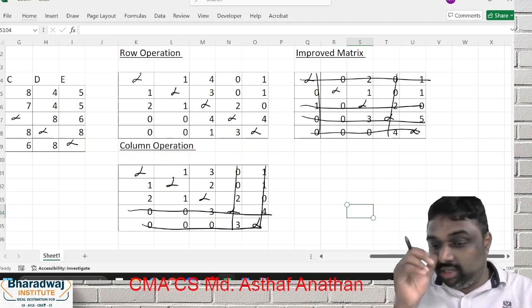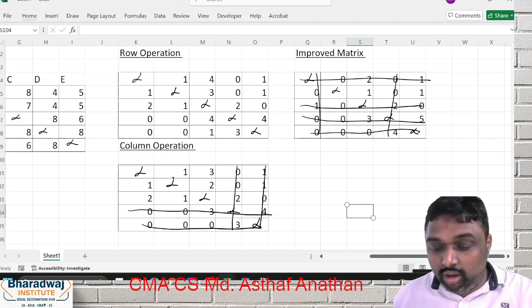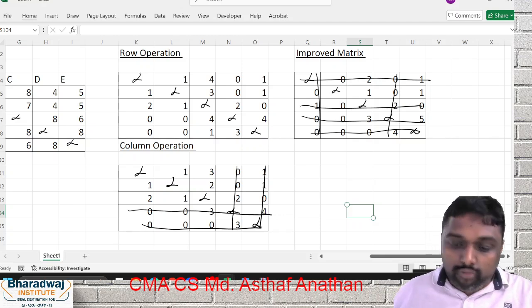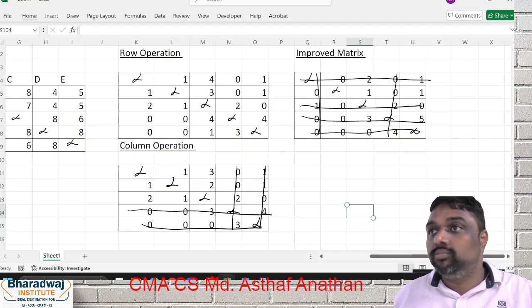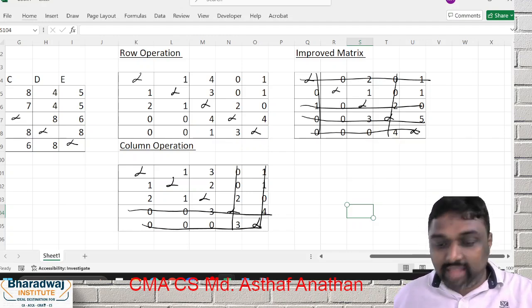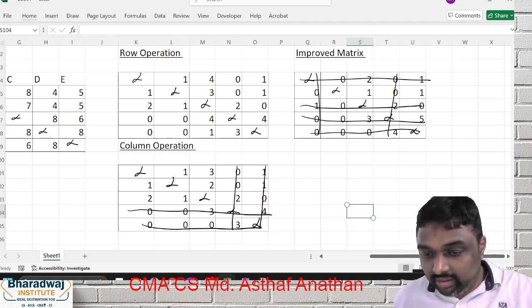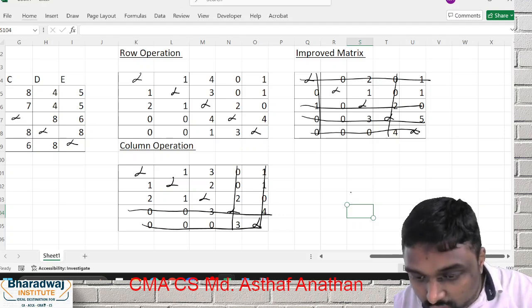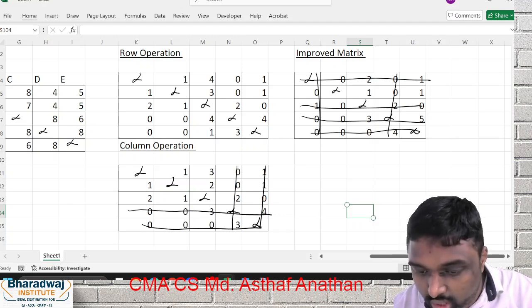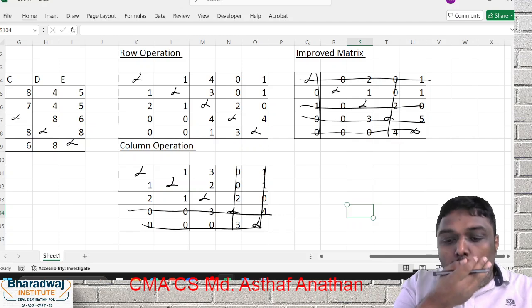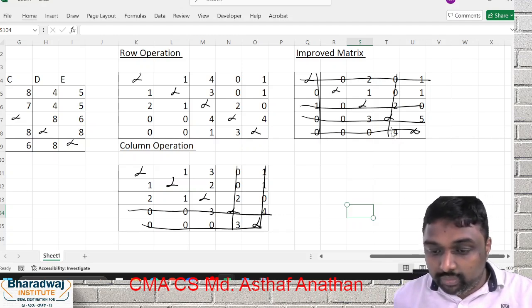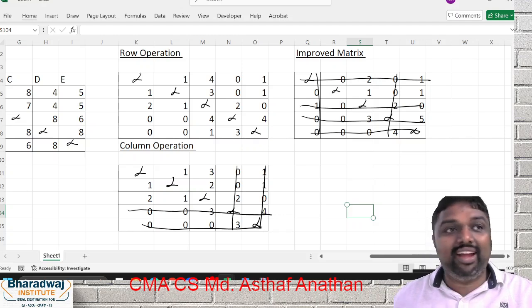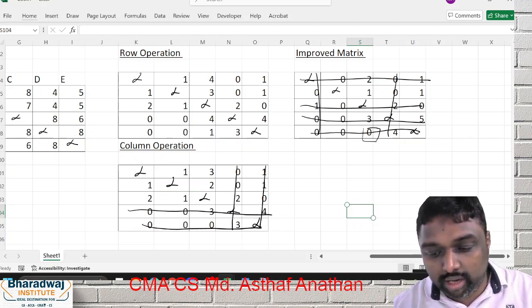So first row there is no single zero. Second row there is no single zero. Third row there is no single zero. Fourth row there is no single zero. Fifth row also there is no single zero. Correct? So we have to go now column wise. Shall we start? First column, there are 2 zeros. Second column, 2 zeros, 2 zeros. Everywhere there are multiple zeros, so we have to go column wise. What is column wise status? Third column, we have a single zero. Correct. So we can take this one as allocation.